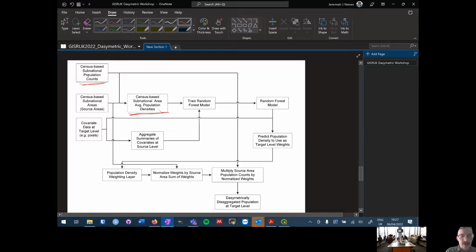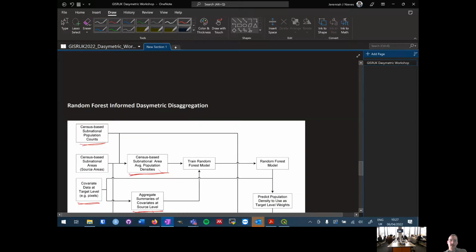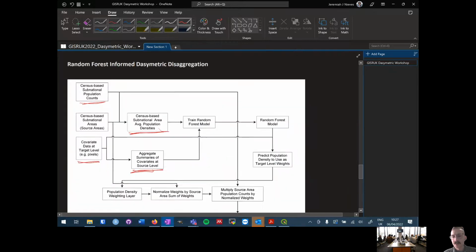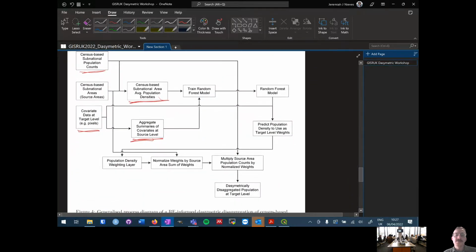They have their covariate data at the pixel level, and they calculate summaries of those at the subnational area level. So going back up here, for the covariates they're training on, they're taking averages, or average distance to each of these classes, at the source area level. So you're not only training on the average population density, you're training on some average or aggregate measure of the covariates for each source area as well, also introducing uncertainty.